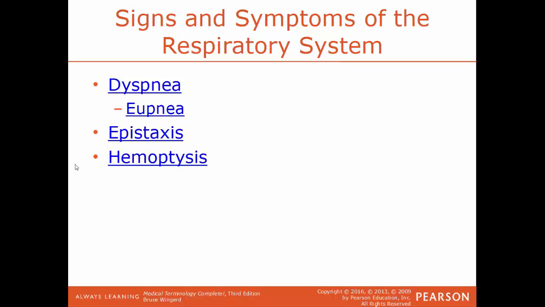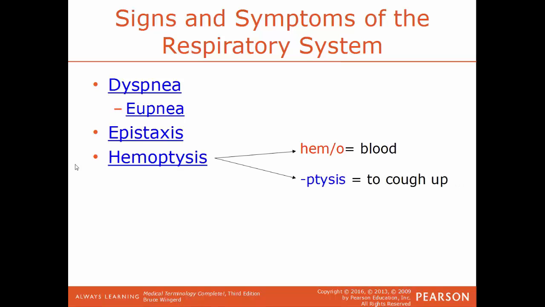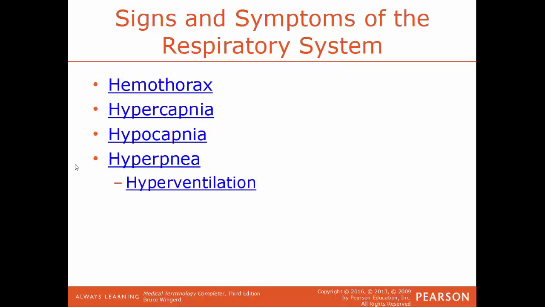And our last term here, hemoptysis. We're going to break this term down. Hemo means blood. Ptysis means to cough up. So this term literally means to cough up blood. The next term, hemothorax. This is where blood will build up within the pleural cavity, which is the area in the thorax and the thoracic cavity.